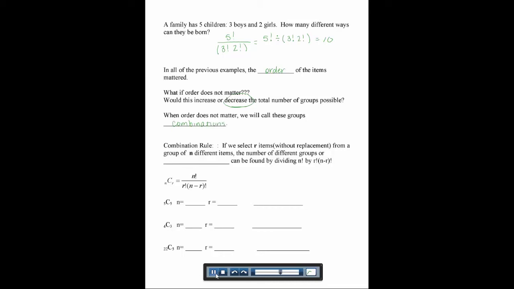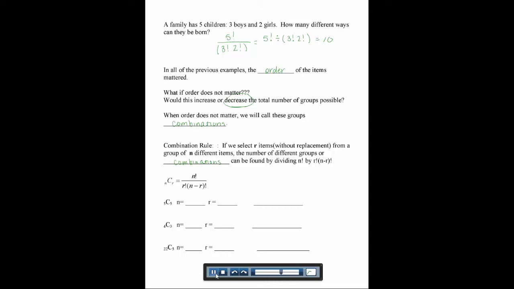Okay, so the combination rule says if we have n different items and we're selecting r of them, just like the other case, but the order doesn't matter, then the number of combinations we can make is n factorial divided by r factorial times n minus r factorial.